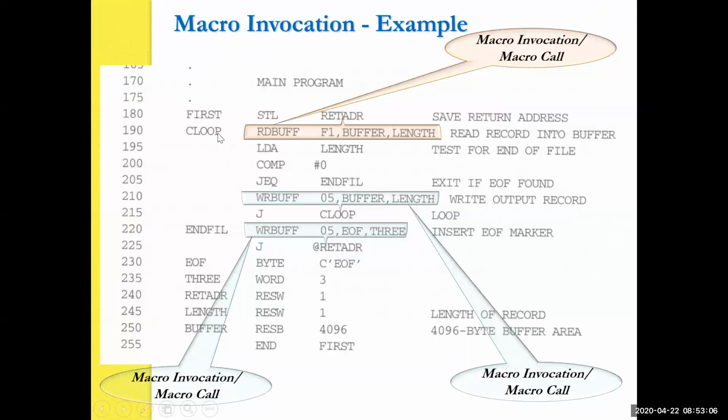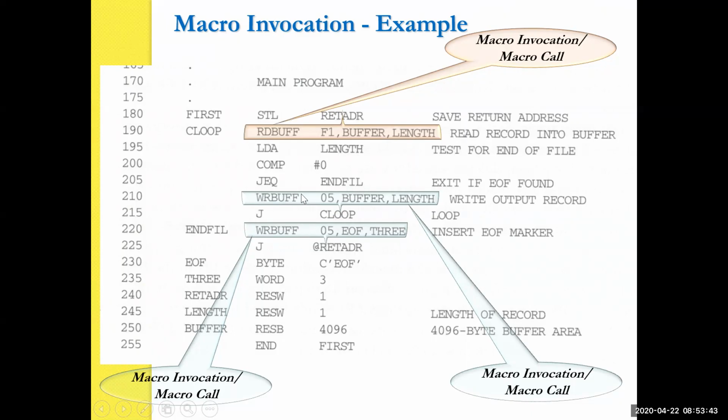Okay, so this particular statement indicates a macro call or a macro invocation, and the parameters have to be replaced with arguments. The first parameter has to be replaced with argument F1. Second parameter should be replaced with BUFFER, and the third has to be replaced with LENGTH. Please note the macro call refers to the macro RDBUFF, and the arguments to be used are F1, BUFFER, and LENGTH. This particular slide has two more macro invocations, and the subsequent invocations are to the macro WRBUFF.